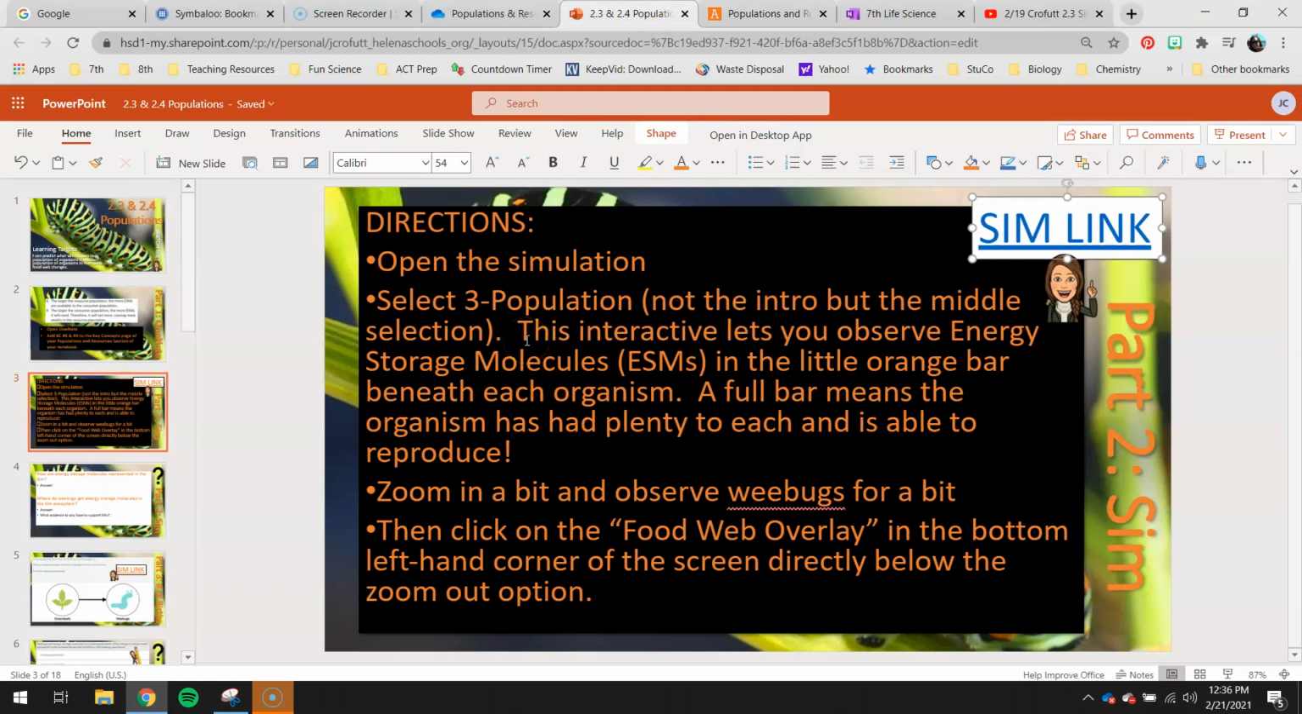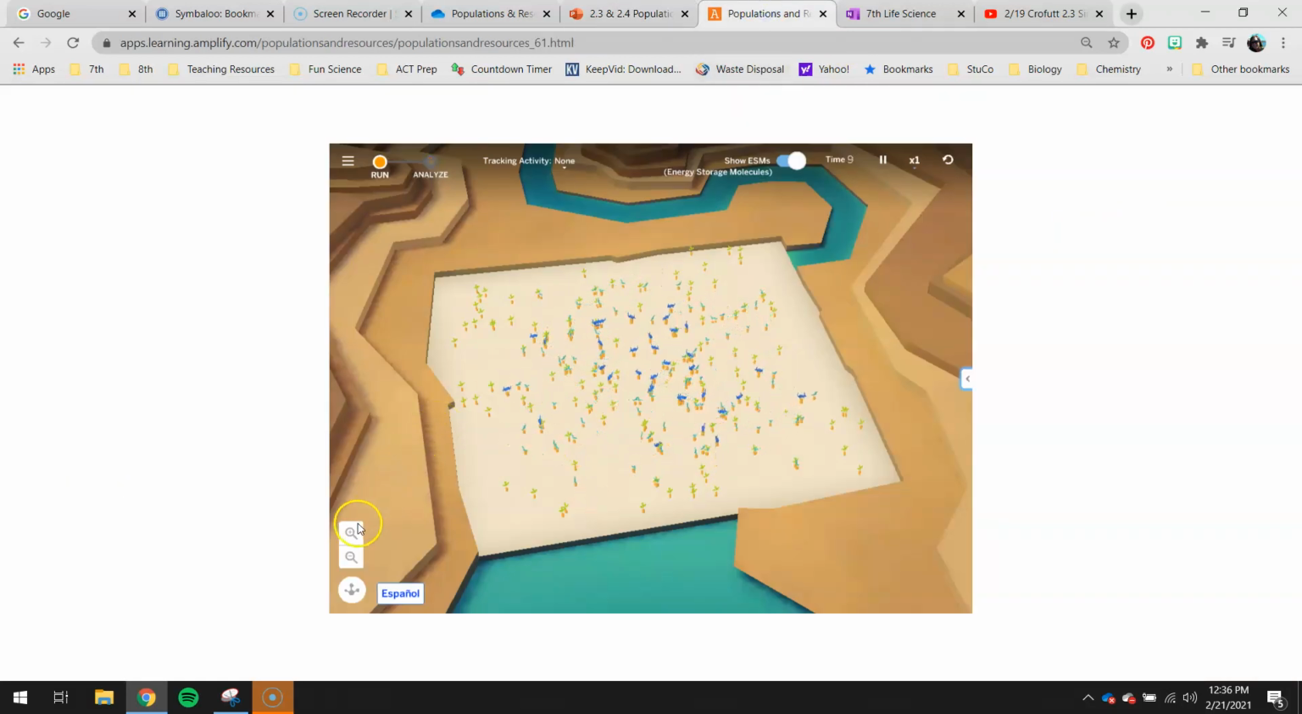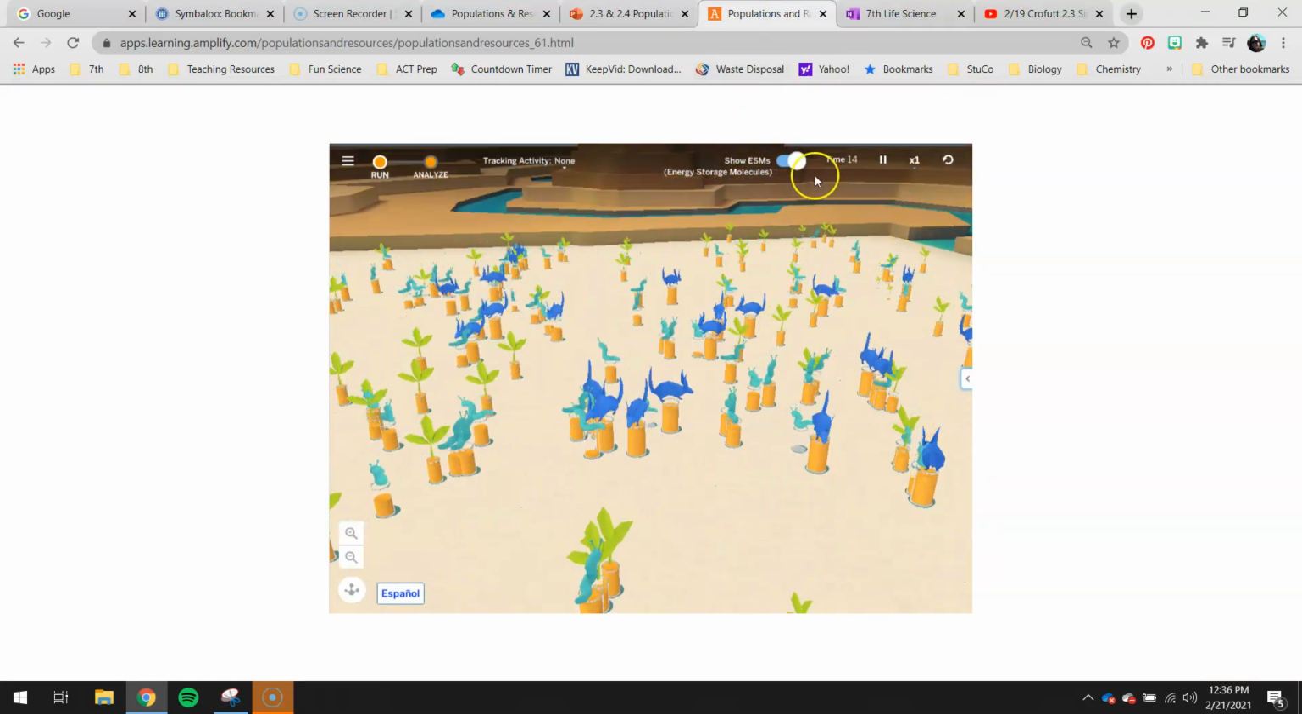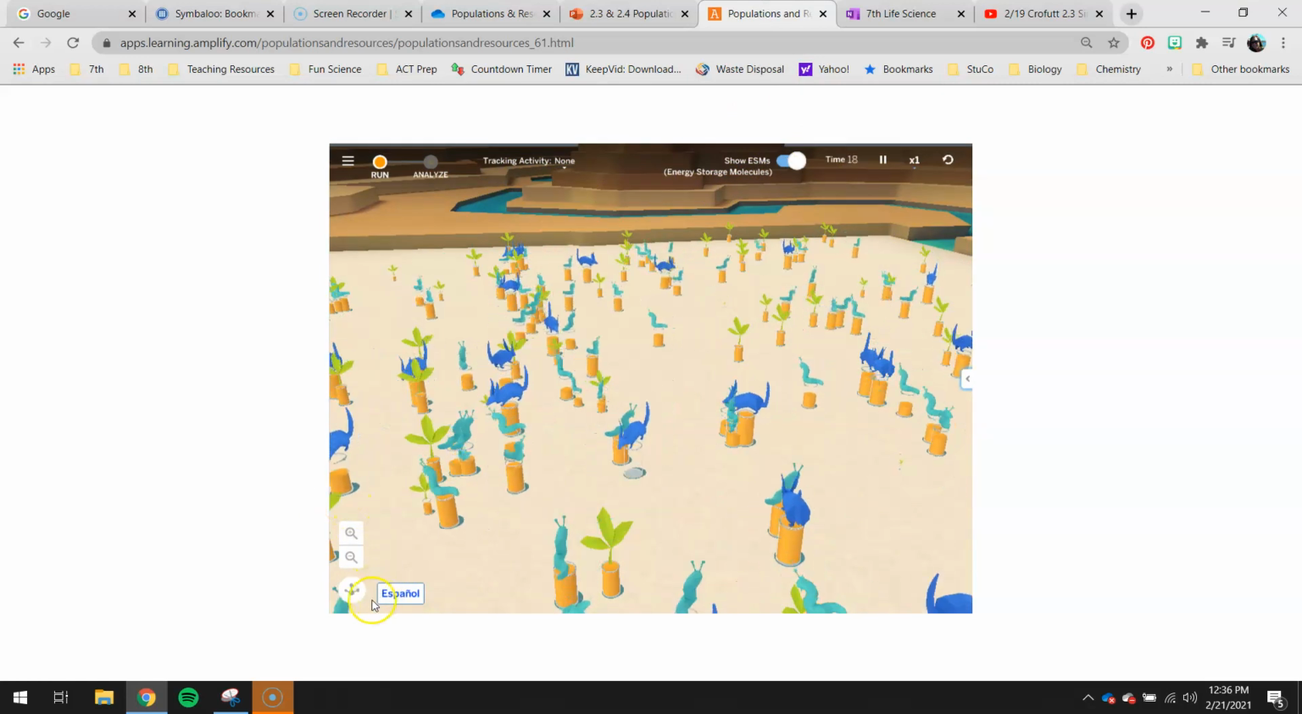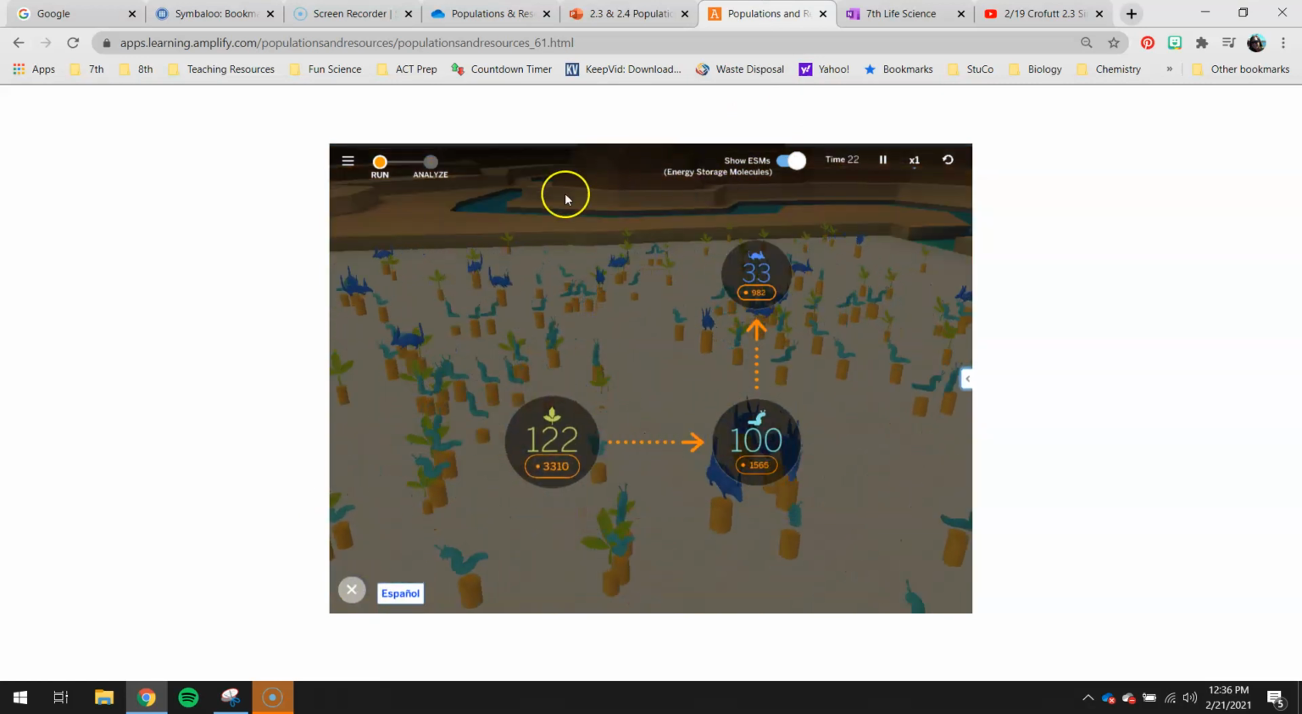This interactive lets you observe the energy storage molecules and the little orange bar beneath each organism. A full bar means the organism has had plenty to eat and is able to reproduce. So zoom in a bit and observe the wee bugs. Then click on the food web overlay in the bottom left-hand corner of the screen directly below the zoom out option. So let's go ahead, zoom in. You guys can focus on the wee bugs, and then also here is this little food web overlay.